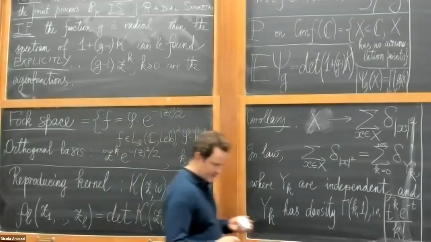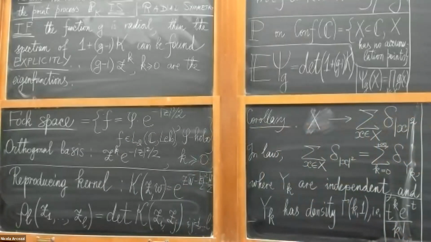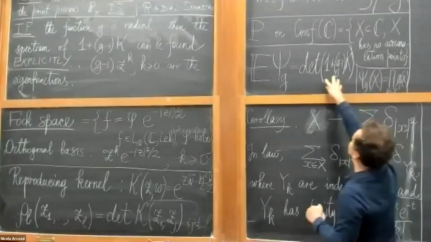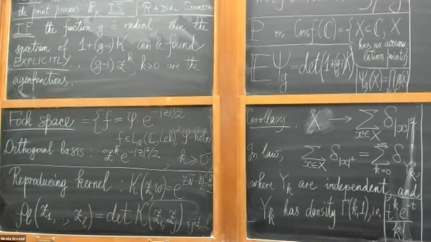Sorry, Sasha. Yes. It's a corollary of what? It's a corollary of the fact, this is an excellent question. It's a corollary of the fact that the spectrum of 1 plus (g minus 1) K is found explicitly, as is written on the blackboard. Once I have found the spectrum, I can find this determinant explicitly. And in particular, I can find the characteristic function, the multiplicative generating function.